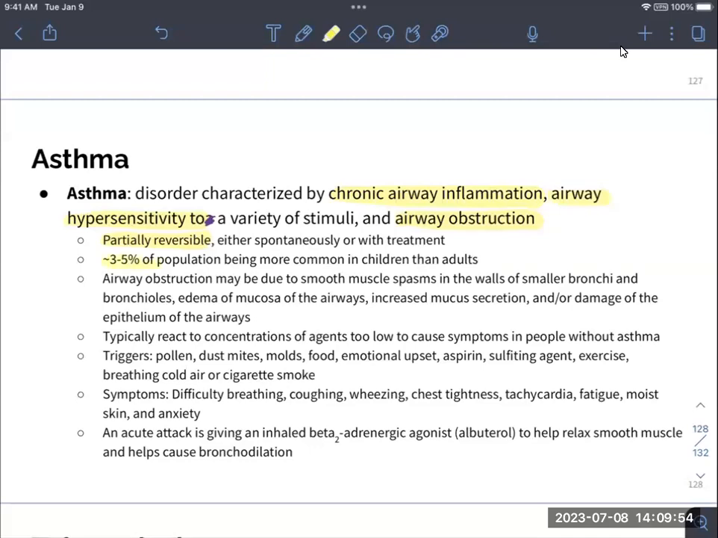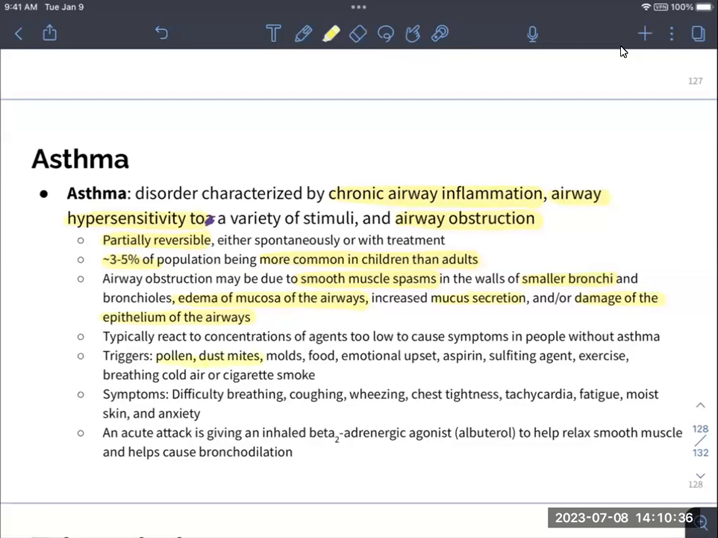As I said, it's more common in children than adults. It could be because of smooth muscle spasms in those bronchi that reduce or close off that airway. Could be edema, so fluid, that mucus in those airways, too much mucus secretion, damage to that epithelium. They typically will react to something that a normal person without asthma doesn't react to.